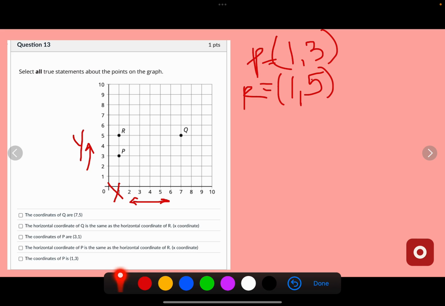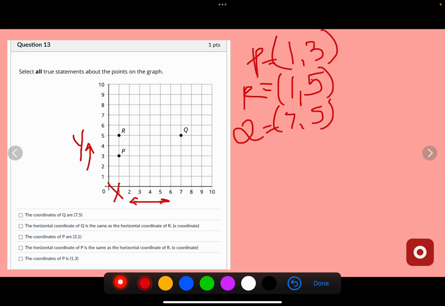All right. So then we're looking at Q. Q is over 1, 2, 3, 4, 5, 6, 7. And then it's up 1, 2, 3, 4, 5. Okay. So the coordinates for Q would be 7 and 5.